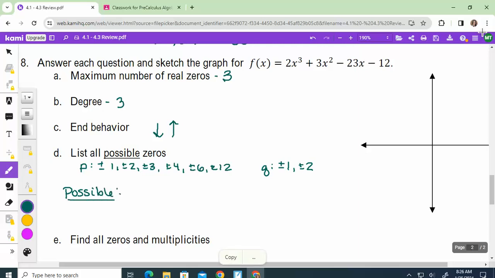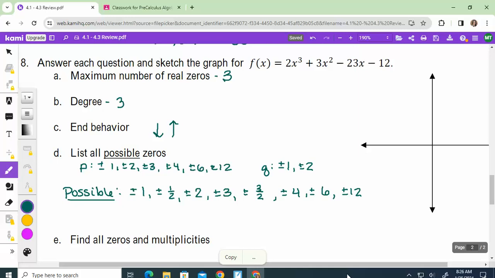So possible zeros, p over q. All of them still get plus and minus, so 1 over 1, 1 over 2, 2 over 1, 2 over 2 is 1 and we've got it, 3 over 1, 3 over 2, 4 over 1, 4 over 2 is 2 and we've got it, 6 over 1, 6 over 2 is 3 and we've got it, 12 over 1, and 12 over 2 is 6, and we've got that one.